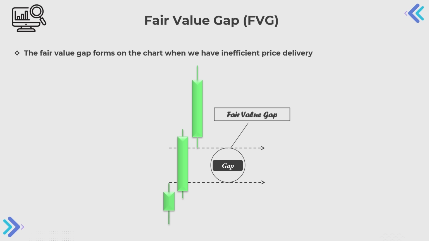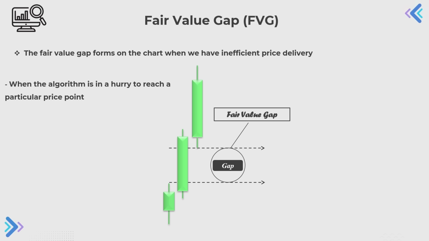The distinguishing feature is that the upper and lower wicks of the neighboring candles do not completely overlap the body of the middle candle. This creates what we call the fair value gap zone, which essentially fills the space between the wicks and is drawn on the body of the middle candle.